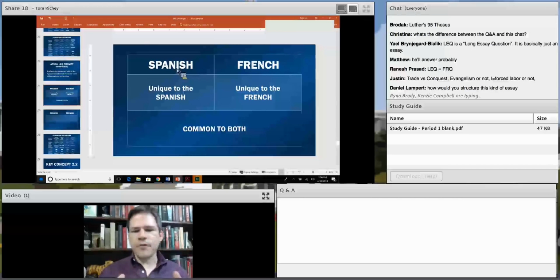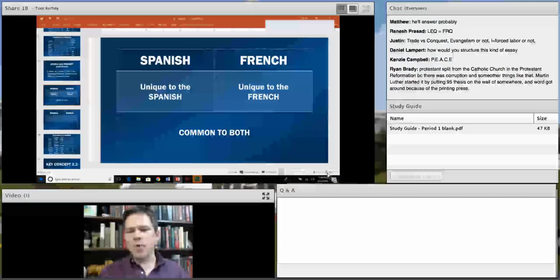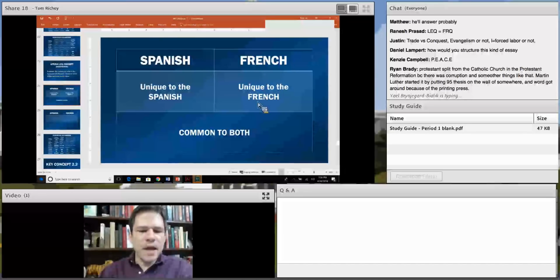And this box here, what we're doing, we're setting up because we want to show differences, but we also want to show similarities. So I want y'all to draw this box on your paper or bring it up on your computer screen or whatever you prefer to do. You've got a box for what is unique to the Spanish, a box for what is unique to the French, and then a box for what is common to both the Spanish and the French.